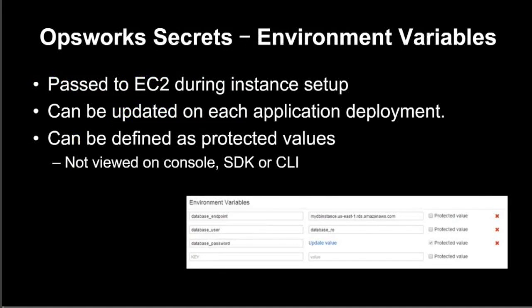You can do similar things with OpsWorks. We described before that Elastic Beanstalk allows you to create environment variables. You can do the same with OpsWorks. So you can create environment variables and define them through the console. You can update those at each application deployment, and you can define some of those as protected values so that they are not visible on the console or through the SDKs or the command line tools.